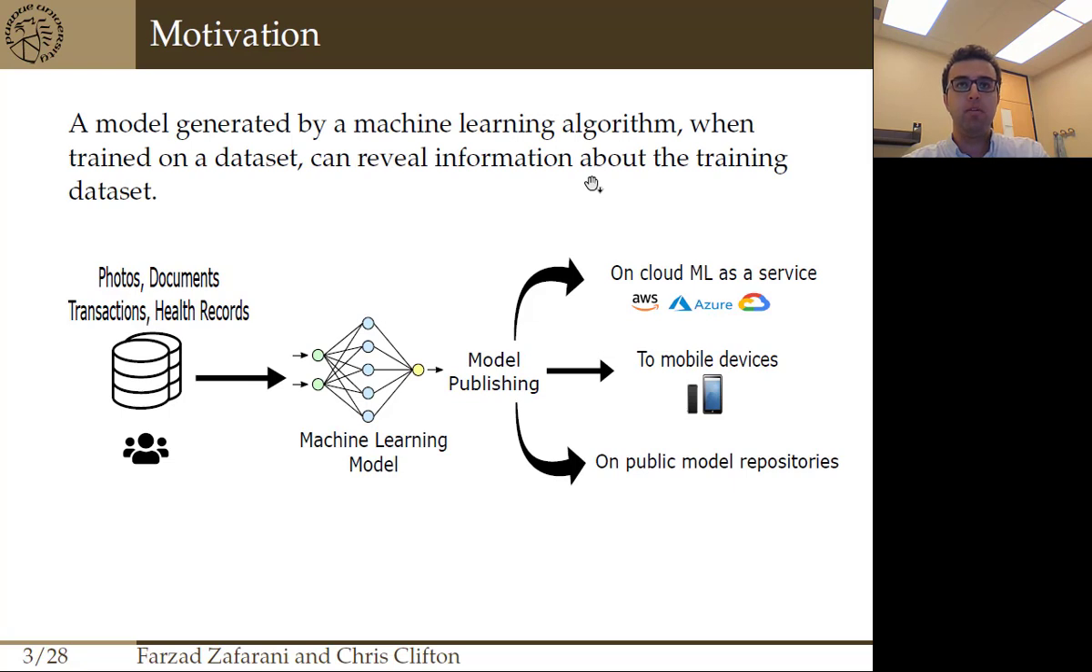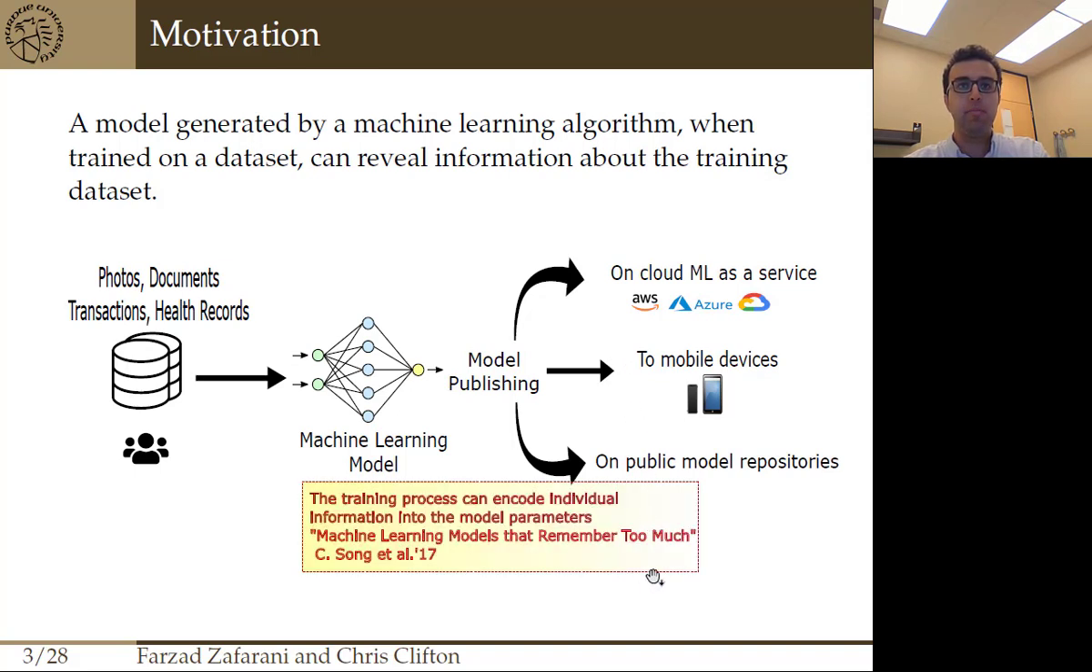So a model generated by a machine learning algorithm when trained on a dataset can reveal sensitive information. Consider the scenario that we have a training dataset. Of course, we cannot reveal that as part of the privacy protection. And the hope is to train a machine learning model that we could potentially publish and not reveal the sensitive data, whose privacy must be preserved. So the hope is that the model can be shared and published.